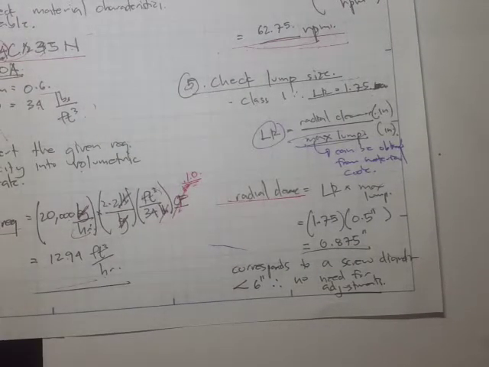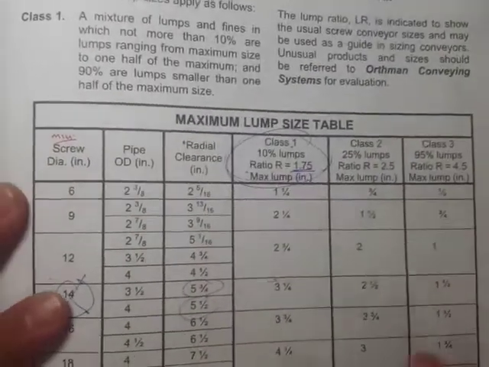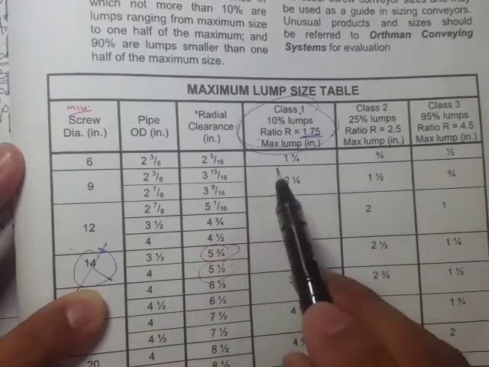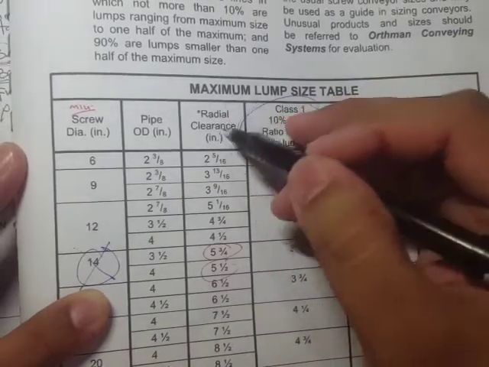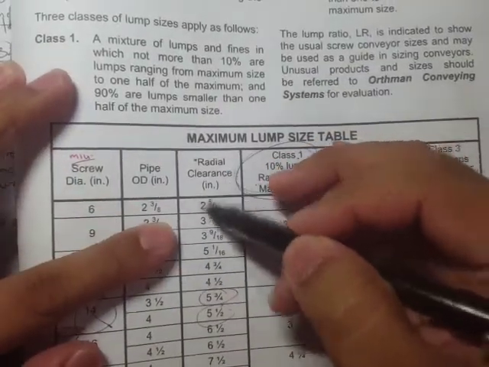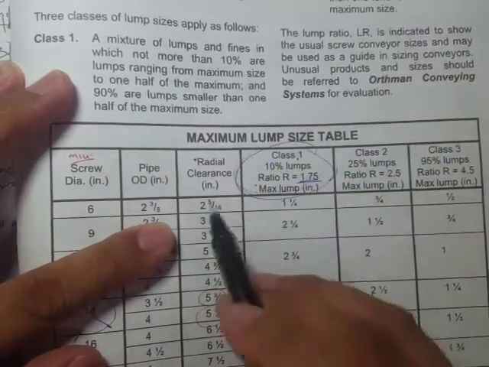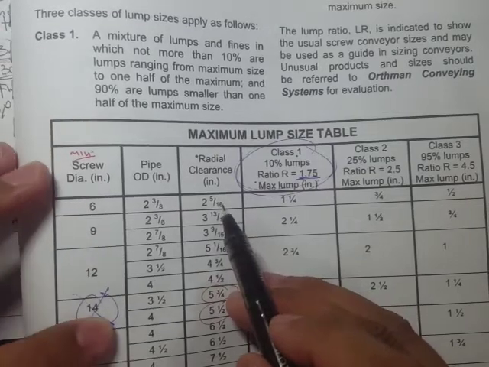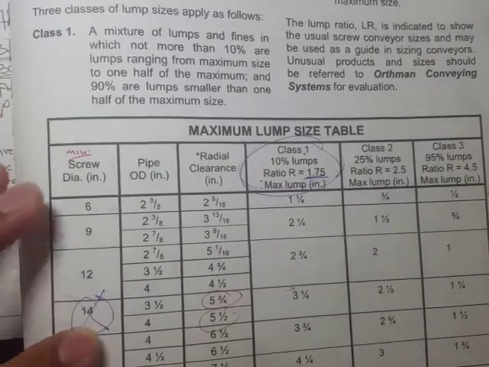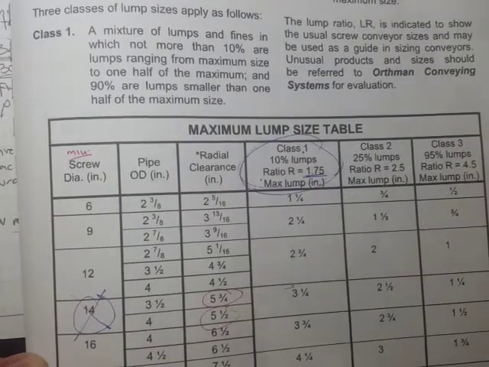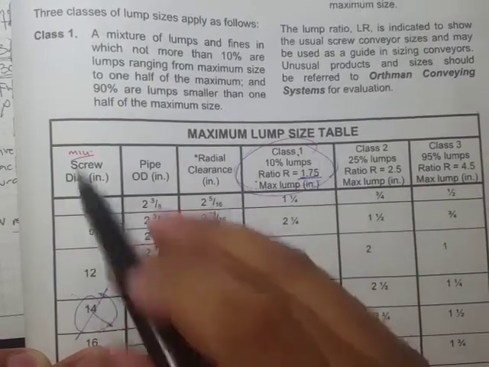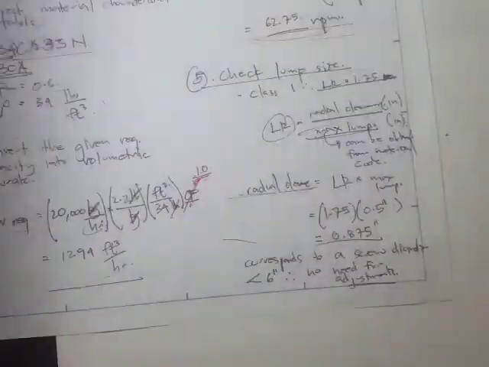Okay, and then we went to this lump size table, and we went to this radial clearance. Okay, so we have to find this 0.875, and that's actually less than this value right here. So meaning that our selected screw diameter is, I mean, it is far greater than the minimum screw diameter required. Okay, so that's 14. So therefore, there's no need for the adjustment.